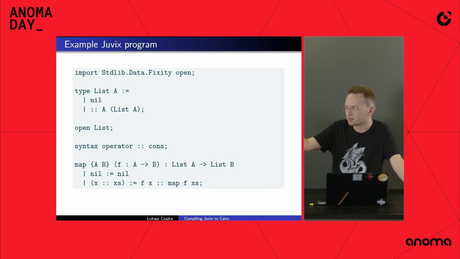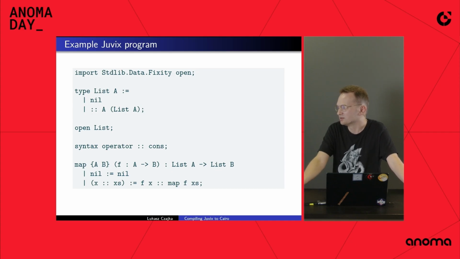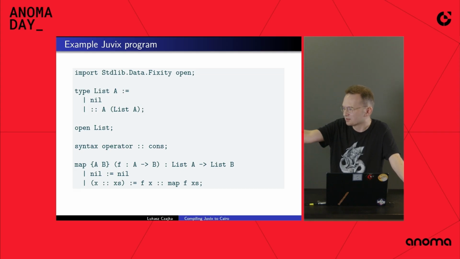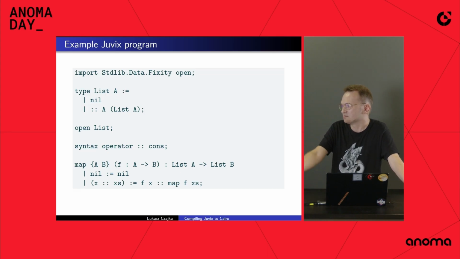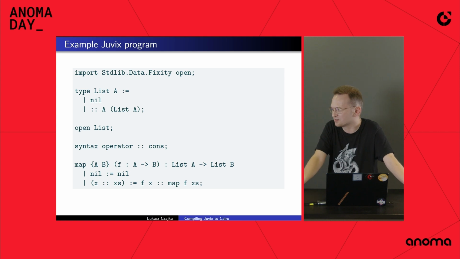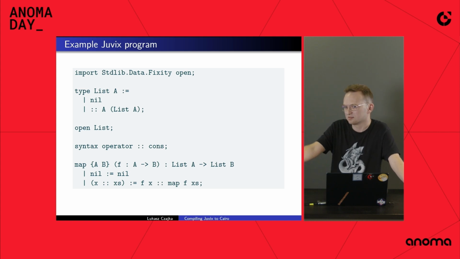Then this open list thing makes those constructors available in the global namespace. We declare some syntax to make this double colon infix, and then we have a map function that is polymorphic in A and B. In those curly braces, we put the types. It takes a function f from A to B and a list of A's and returns a list of B's. And here we have the syntax for pattern matching.